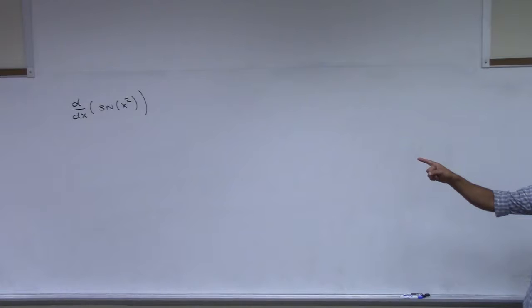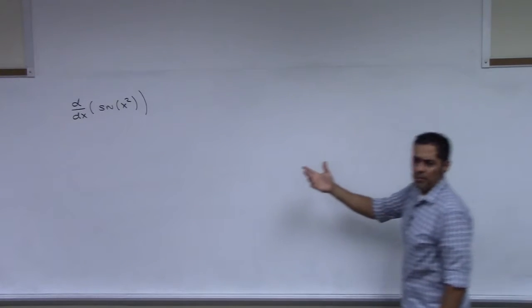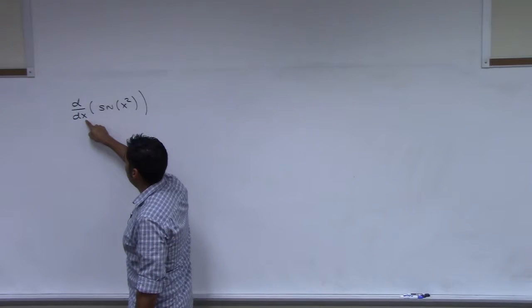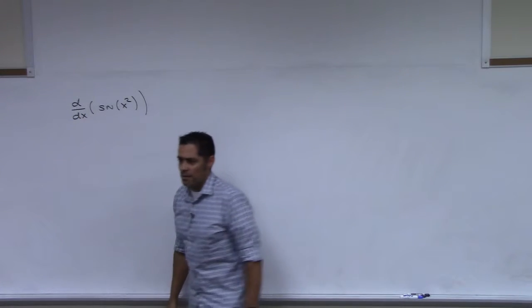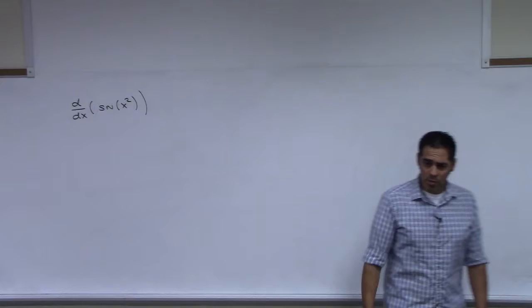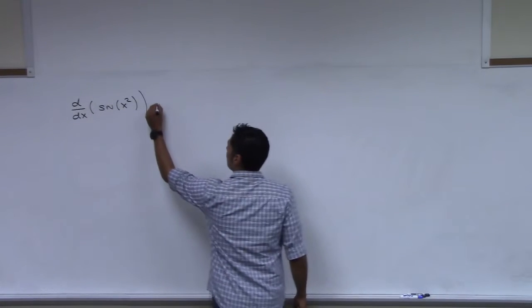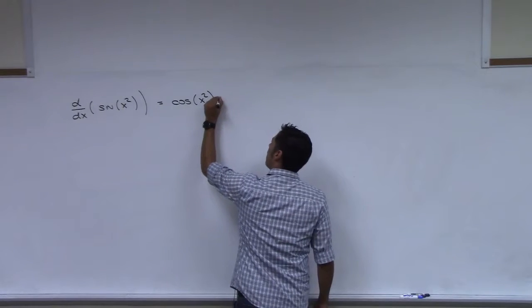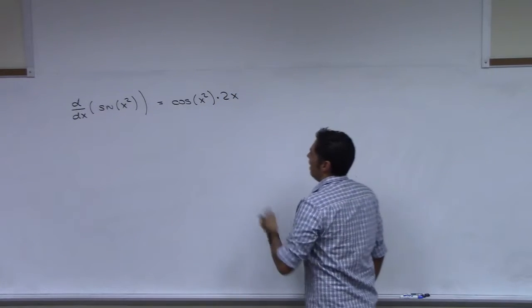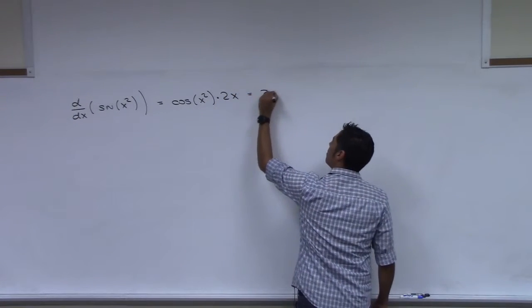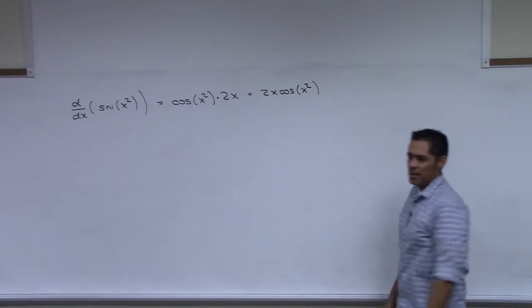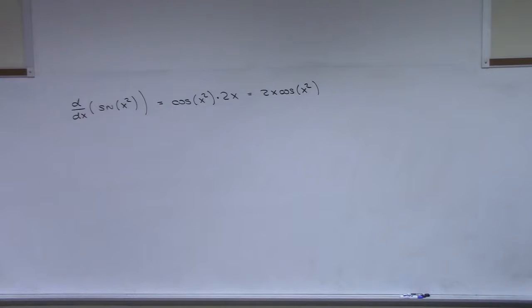What is that telling you to do? Find the derivative, right? This is saying take the derivative with respect to x of sine of x squared. So if we're going to take that derivative, what would we get? Cosine of x squared times 2x, right? And if we wanted to maybe clean it up, we could write 2x cosine of x squared. That wouldn't really do anything different other than move the 2x out front, right?